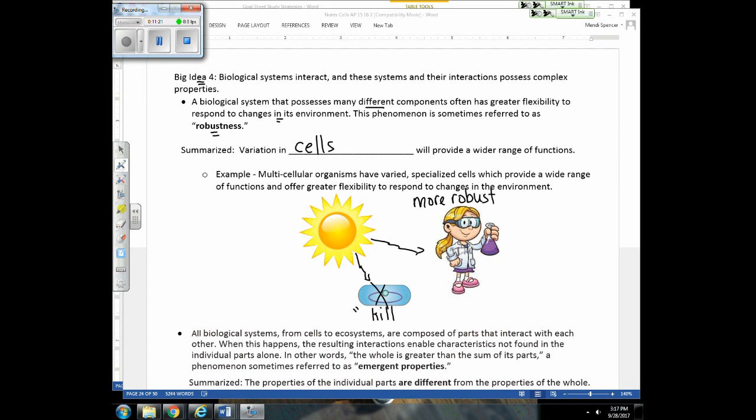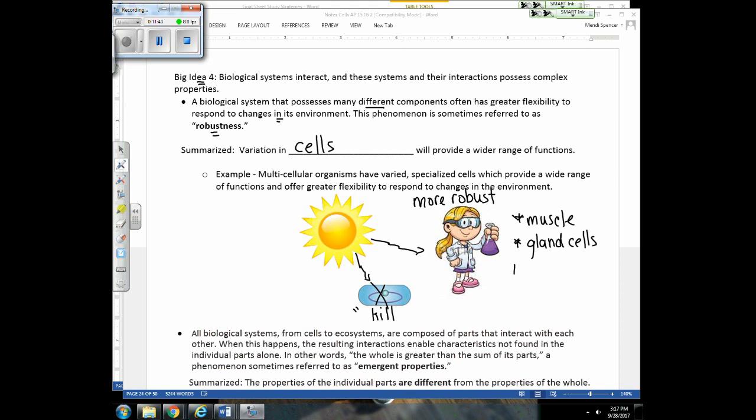You're going to be more robust because of your differentiated cells compared to this little bacteria cell that is just one single cell. You're going to use your muscle cells to move into the light. You're going to have sweat gland cells that are going to produce sweat to keep you cool.